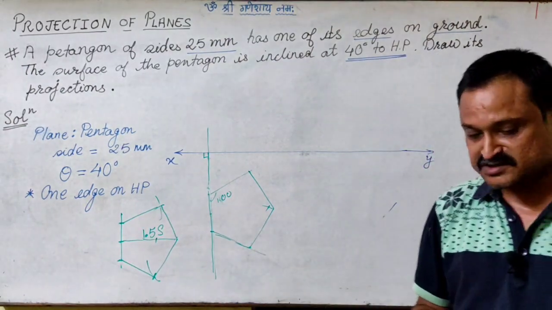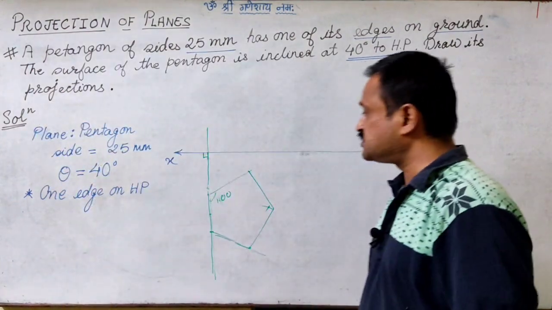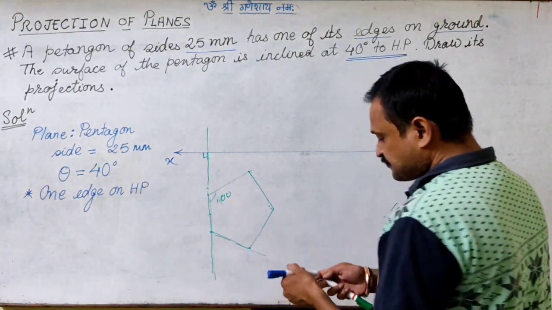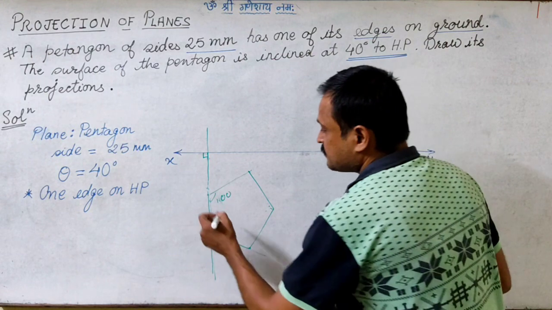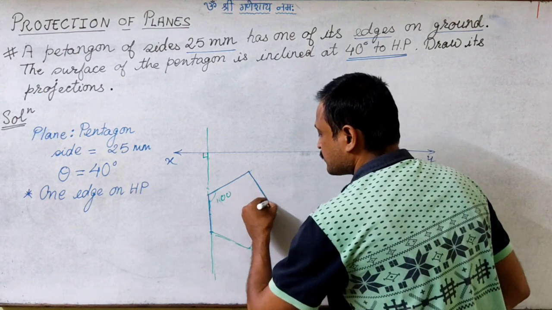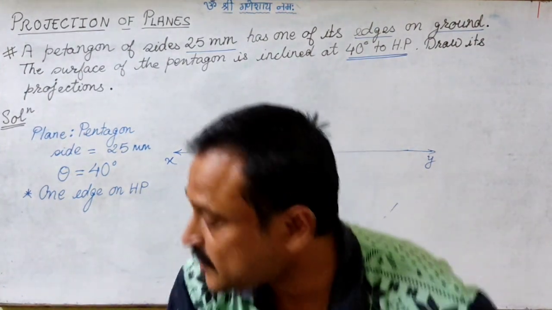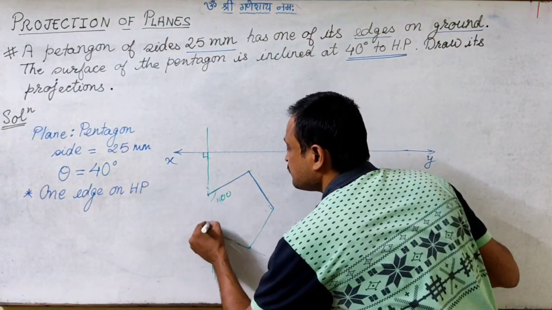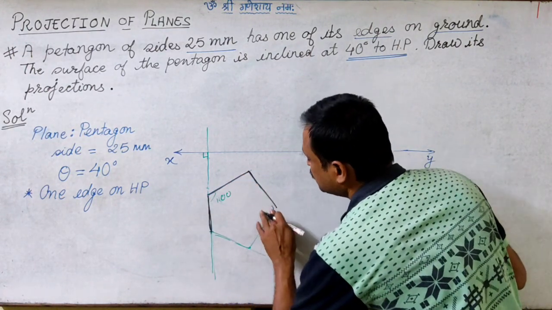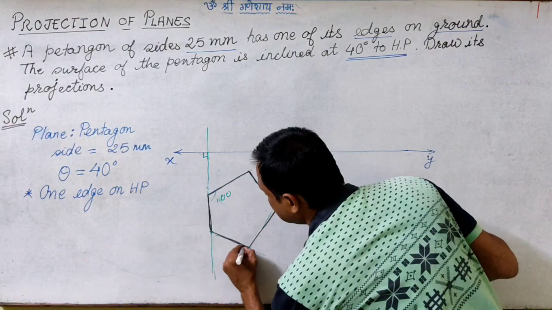These are the two methods. Whichever you feel comfortable with, you can use it. So we have drawn the true shape according to the required condition when one edge is on HP. So we get the top view of this pentagon as the true shape. When we have drawn the true shape in the top view, that means definitely the front view will be a trace length.